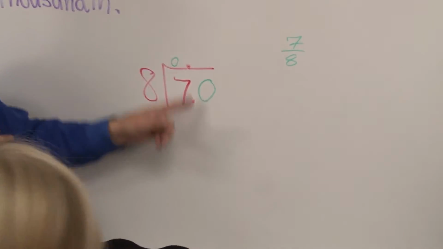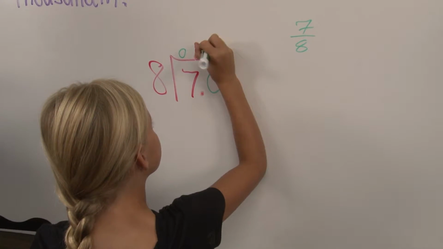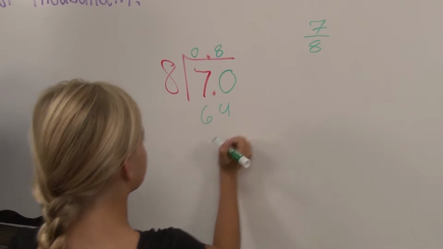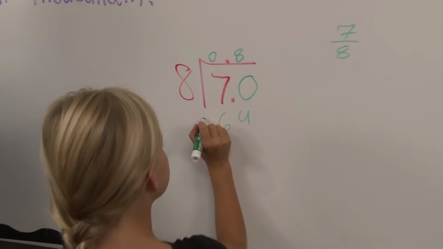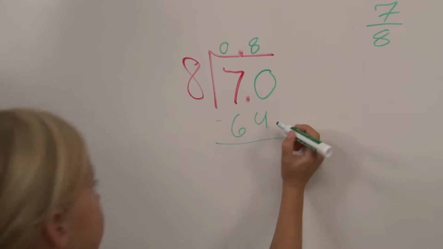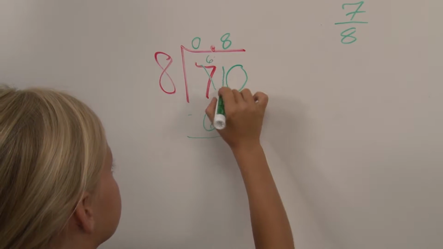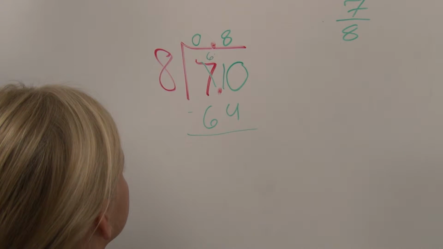8 times. 8 times 8 is what? 8 times 8 is 56. 8 times 7 is 56. Wait. So 8 times 8 is? 64. Oh. Okay. And we can't get any higher than that, can we? No. All right, so let's go ahead and put the 8 up there. And 8 times 8 you said was 64, so put the 64 underneath. And what do you do now? Now you have to subtract them. Okay, so go ahead and subtract. Good, regrouping, borrowing, nice.